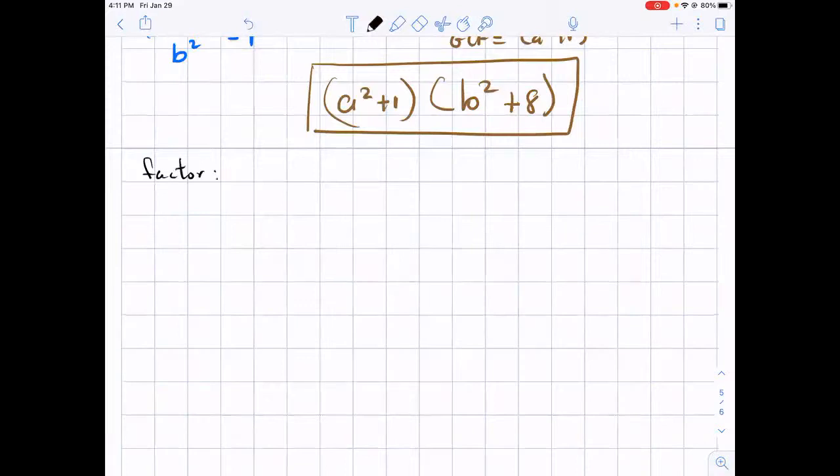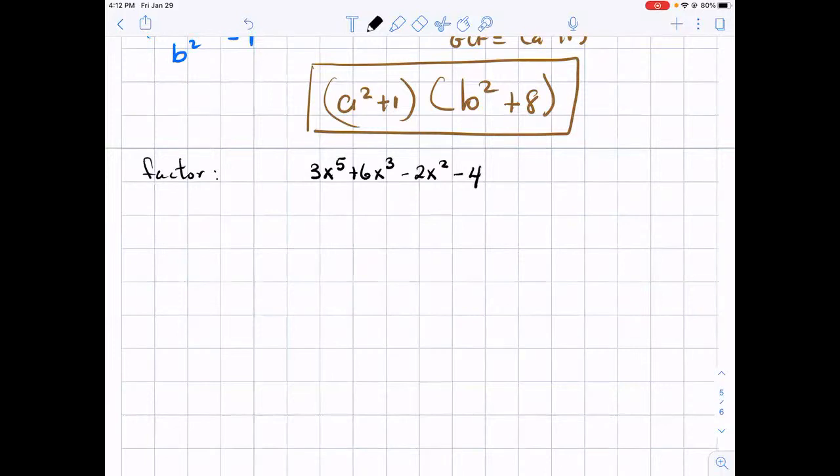How about if I give you 3x to the 5th plus 6x cubed minus 2x squared minus 4. Okay.